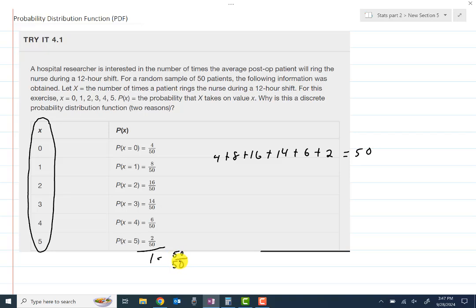So those are the only two things you need here. Every outcome on the left and their associated probabilities on the right. One way you can check to see if you have every outcome taken care of is to make sure that this column sums up to 1.